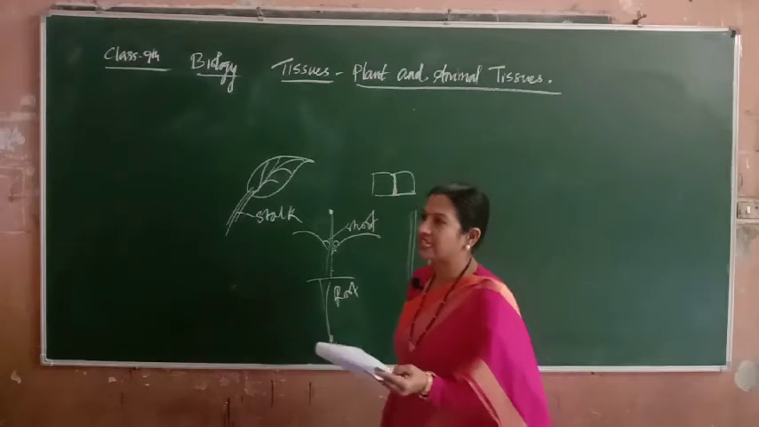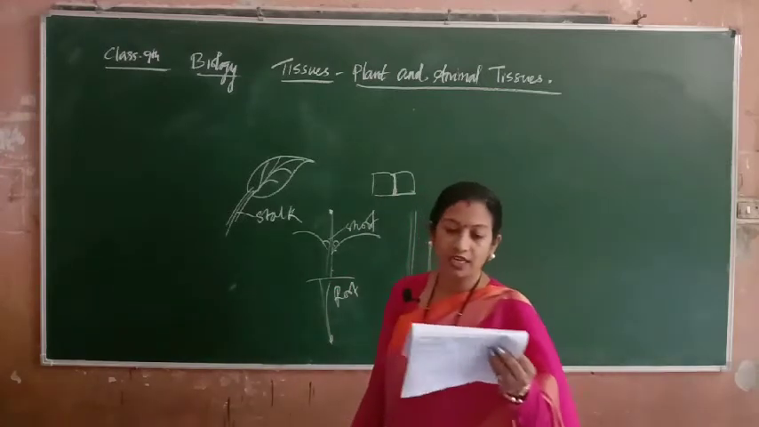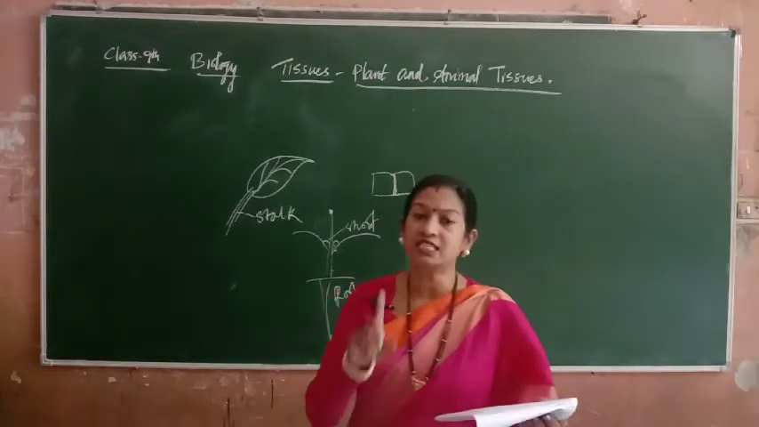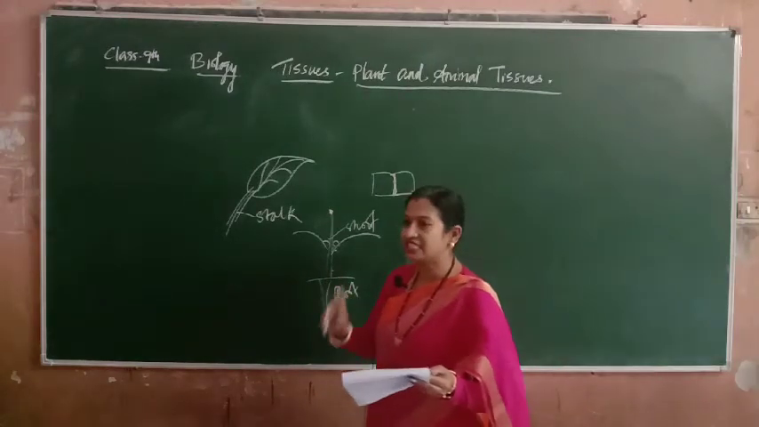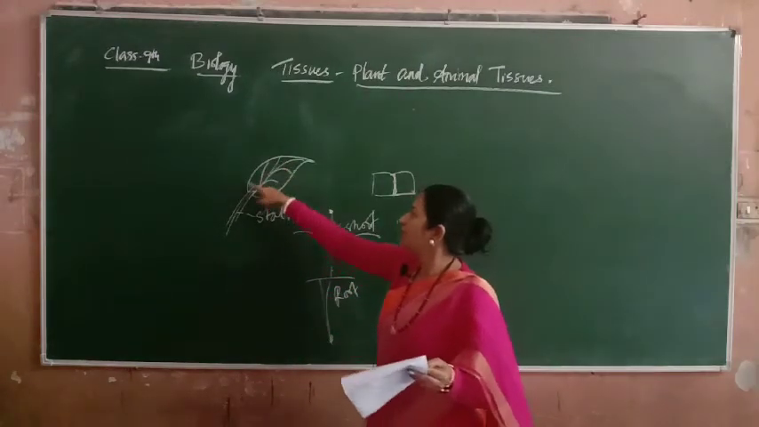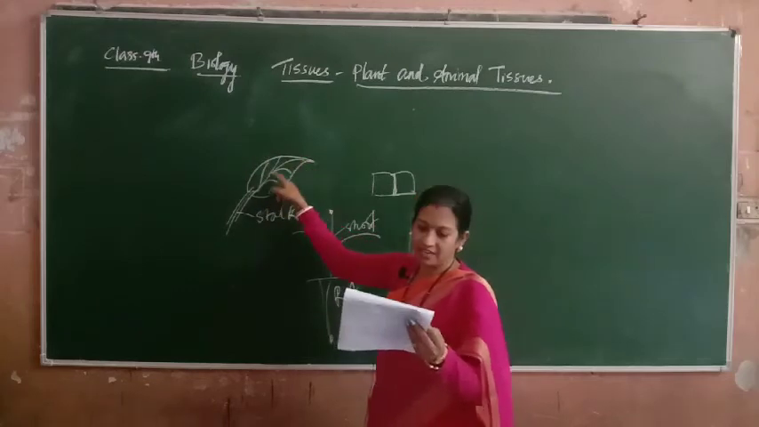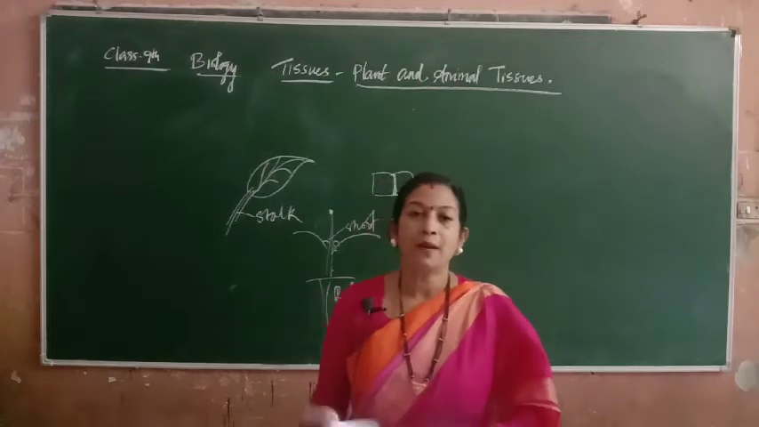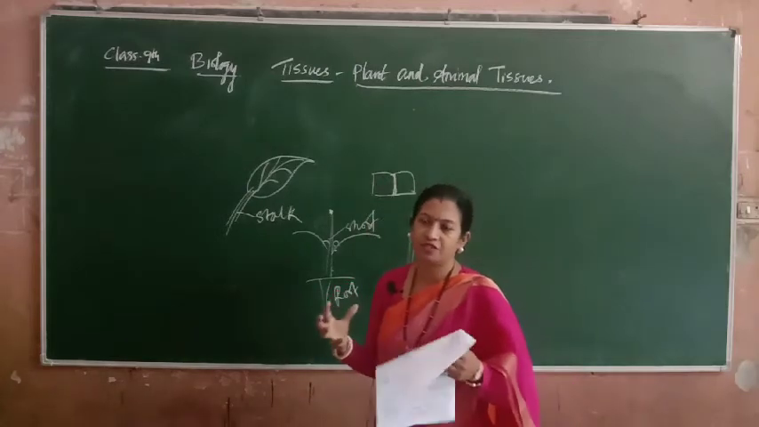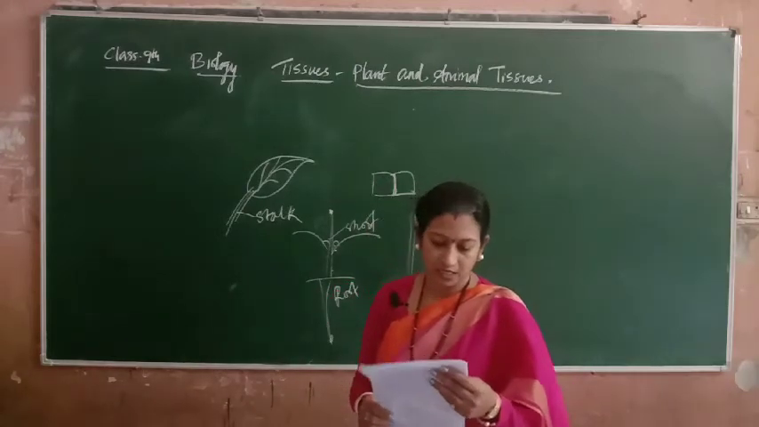And the last one is sclerenchyma, which is thick-walled, long, narrow, and the cells of the sclerenchyma are always dead, and they are found in stems and leaf margins and veins of the leaf, and they provide mechanical support, a tough support to the plant.